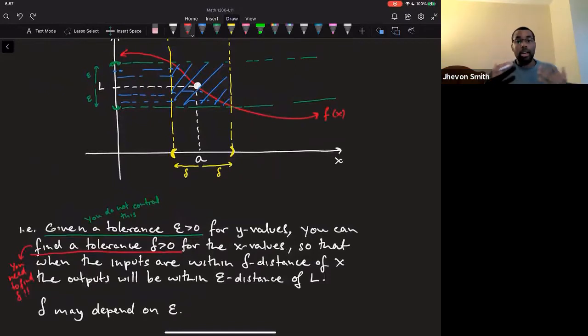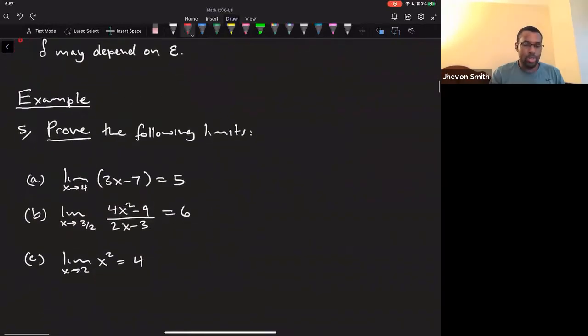So now, the thing is your delta may depend on epsilon. So I'm going to show you an example of what this would actually look like, of you going through a process and showing and proving a limit exists. Then I'm going to give you like the template, and then we're going to do it again, but over and over following the template. And I'll show you a little hiccup that can happen, and we'll deal with that. So we have 3 examples here.